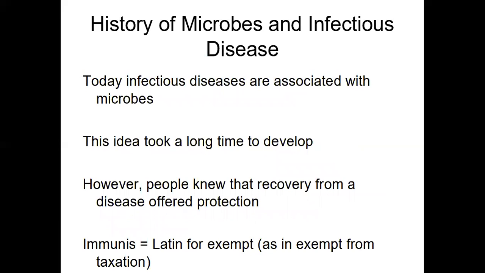Okay, infectious disease caused by microbes. Now we know infectious diseases are associated with microbes, but it took a long time to develop this idea, and it met with a lot of resistance. Now, people did know in ancient times that recovery from a disease offers protection. That's where the word immune comes from: I was exempt. If I get a disease, I often don't get it again, an infectious disease. Okay, so people had an idea, but people thought that bad smells, bad air caused disease. And there was a real big fight on this, and people fought a lot about it in the 19th century.